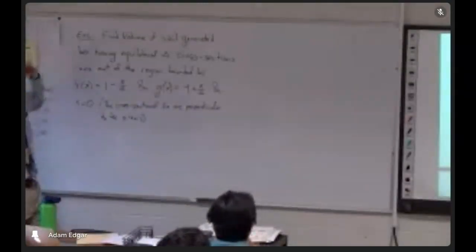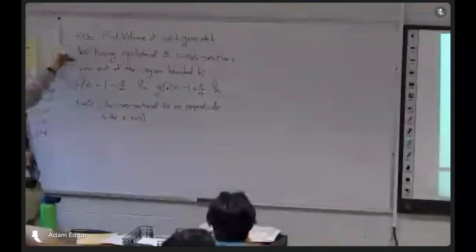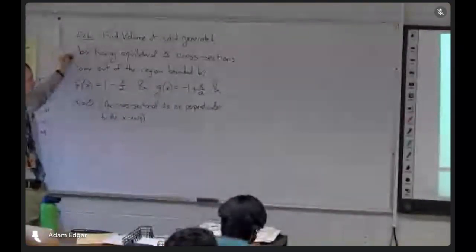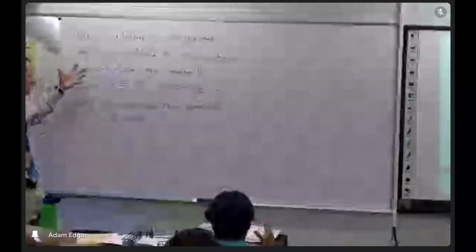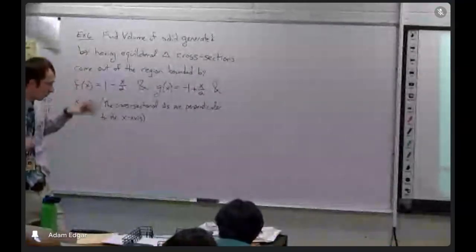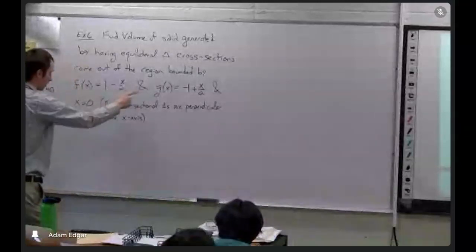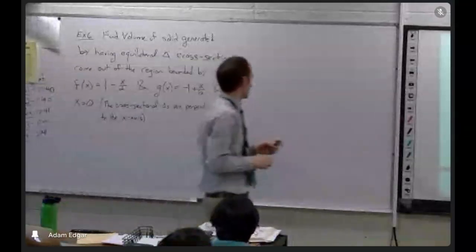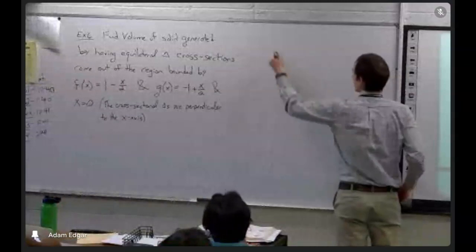So, find the volume of the solid generated by equilateral triangle cross sections coming out of the graph at you from the region bounded by these three curves. The first thing you should do is graph the curves. So I'm going to come over here and make a graph.